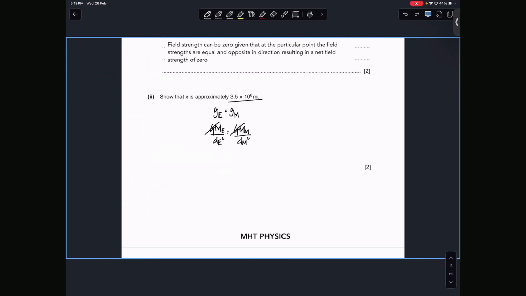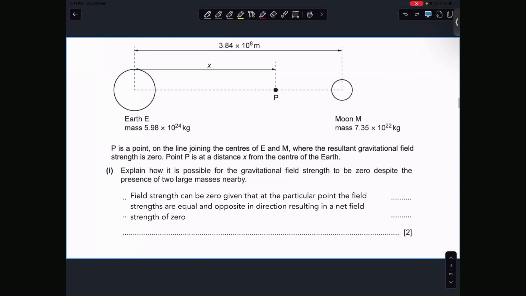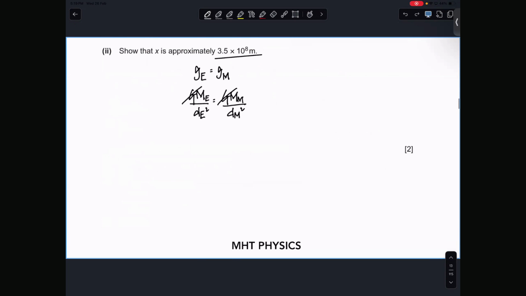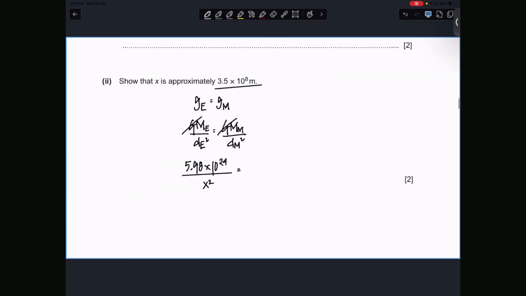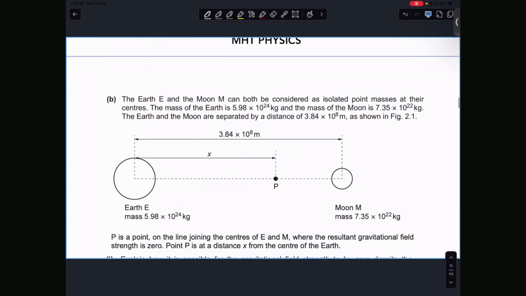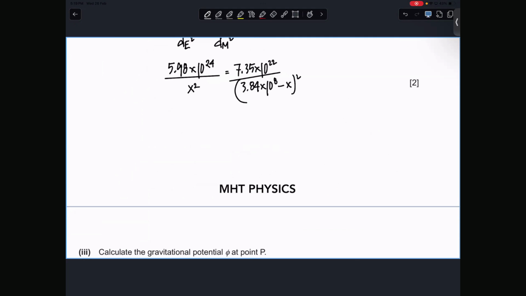Wait, you can't do the math? You got that much, but you didn't get the math. Okay, I'll do it. I thought you didn't get the idea here. It's 5.98 × 10^24 divided by x squared equals the mass of Moon, 7.35 × 10^22, divided by the whole distance, 3.84 × 10^8 minus x, squared. How do you solve this? How will you solve it?